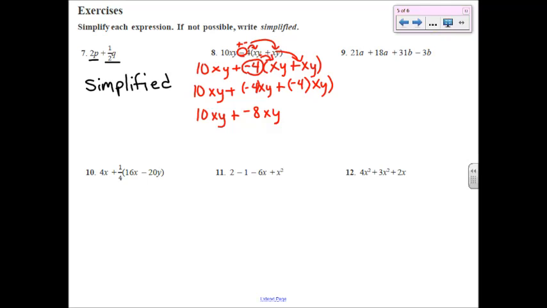And then I'm going to do the reverse distributive property and pull out xy since they both have them. And then I have 10 plus negative 8. And 10 plus negative 8 is the same thing as 10 minus 8, which is 2. So I have xy times 2. And then my last step would be to write the number in front of the variable or variables. So I would be left with 2xy.